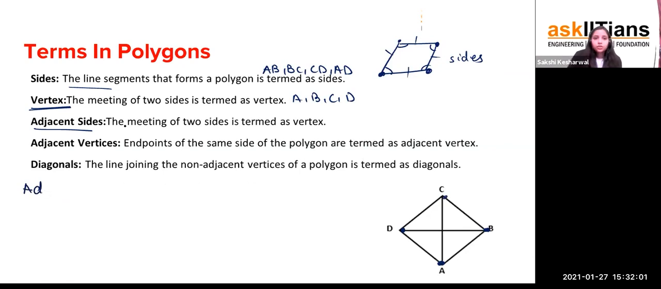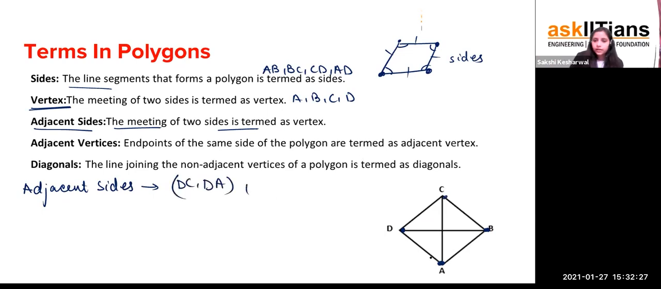Adjacent sides are the meeting of two sides at a vertex. If you take the vertex D, what are the two sides produced? DC and DA. Adjacent sides always exist in a pair. So if I write the adjacent sides taking D as the vertex, it will be DC and DA.